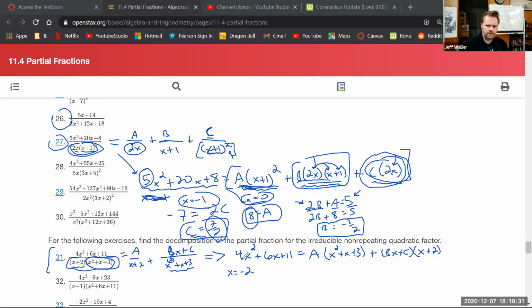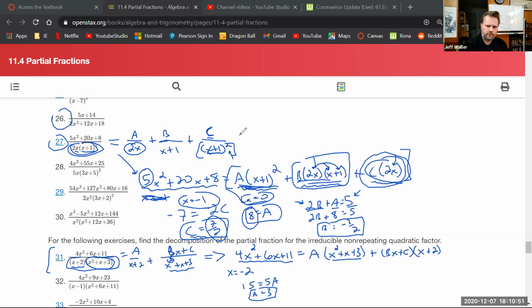So if x is -2, this would be -2 squared, 4 times 4 is 16, minus 12 is 4, plus 11. I get 15. Equals, with -2 for x, it'd be 4 minus 2 is 2 plus 3 is 5. That's nice. Thank you, A.